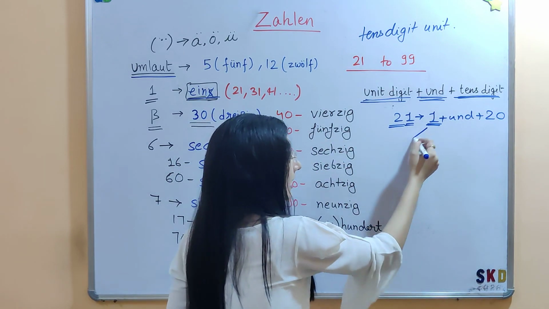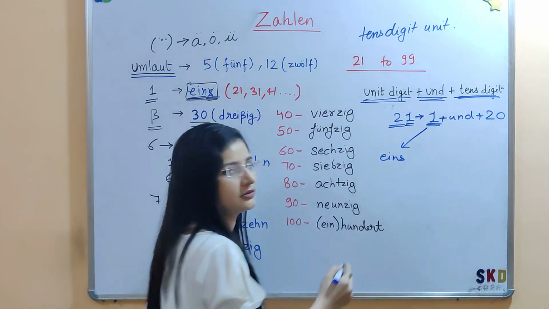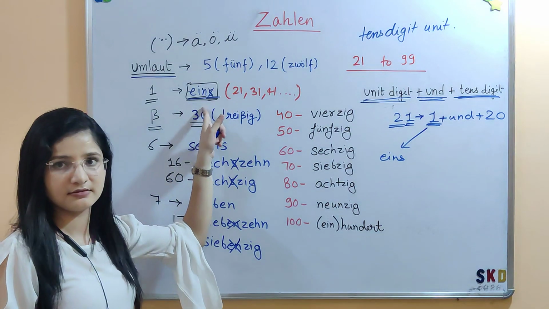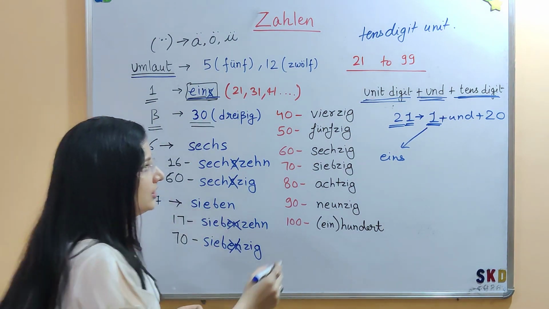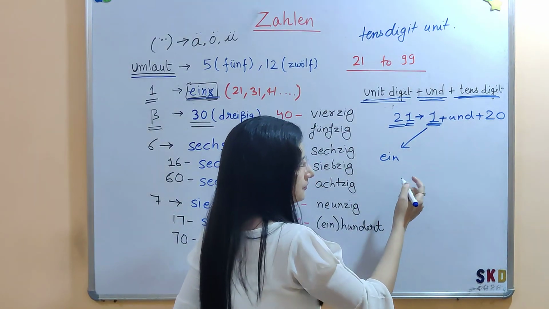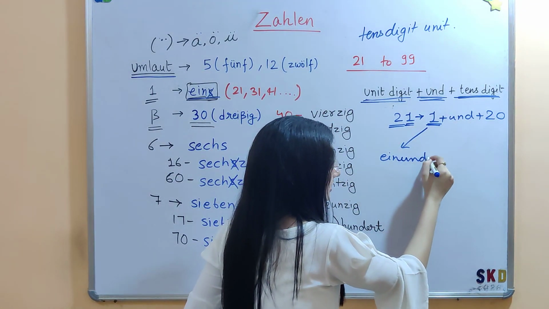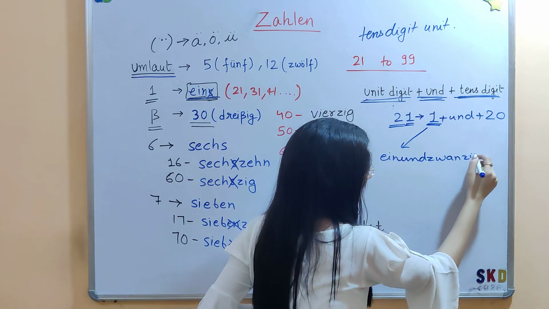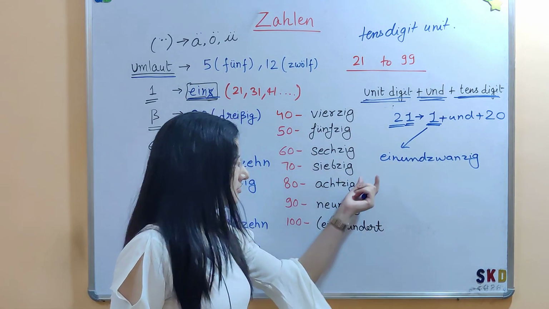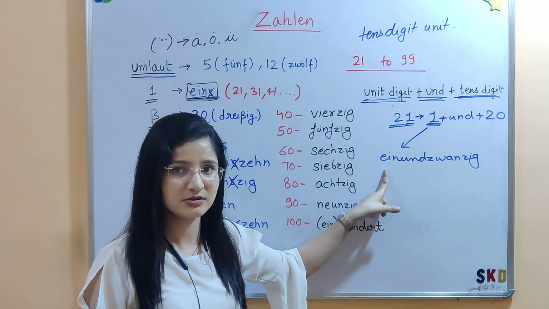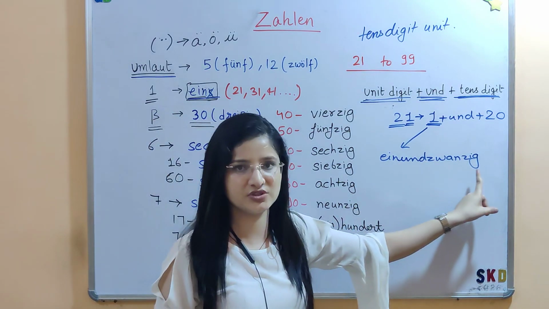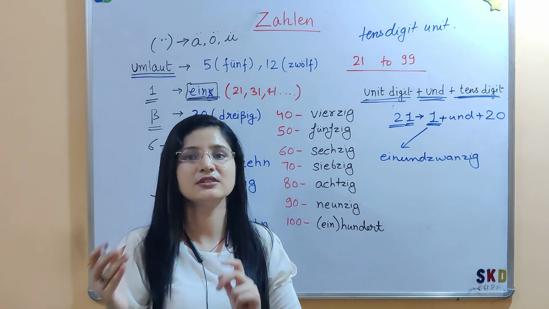So 1 is eins basically, but as I already said, this S will be there only when 1 is a single unit digit number. So here it will be only ein, then und, and then 20. In German numbers there will be no space and everything will be in small letters. I repeat, in German numbers there will be no space and everything will be in small letters.